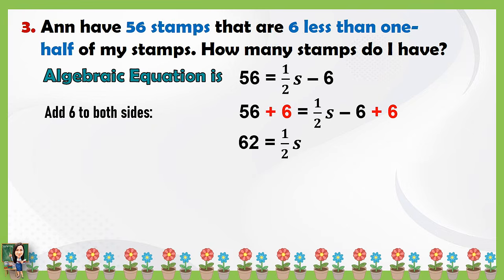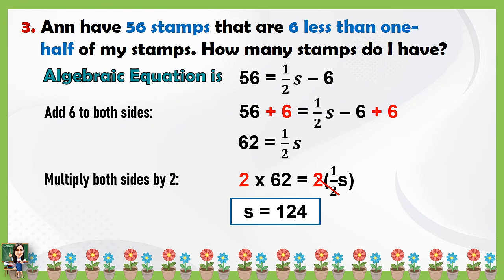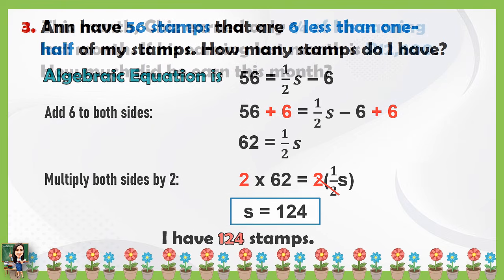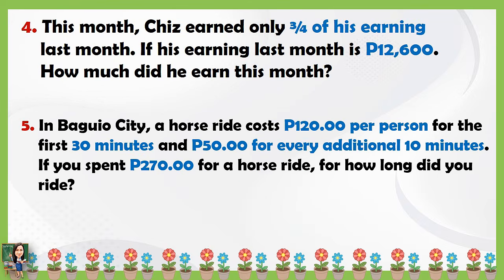The remaining is 1/2 S. Then, multiply both sides by 2. 2 times 62 equals 2 times 1/2 S. Cancel 2. Then 2 times 62 equals 124. So S equals 124. I have 124 stamps. For number 4 and number 5, it's your turn to answer.